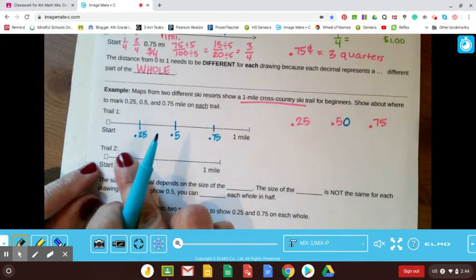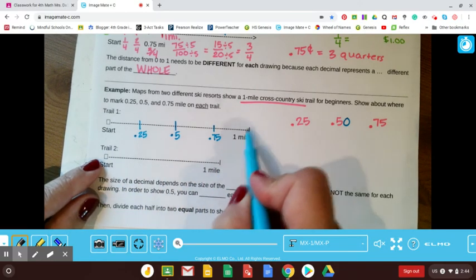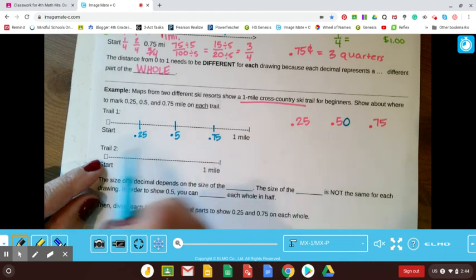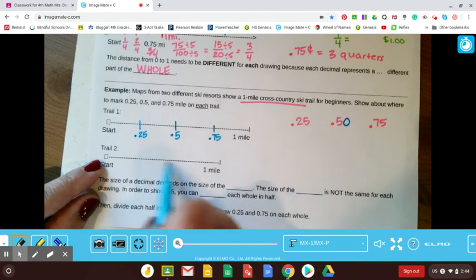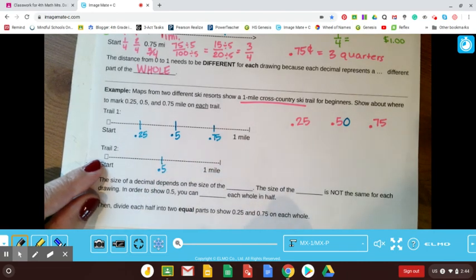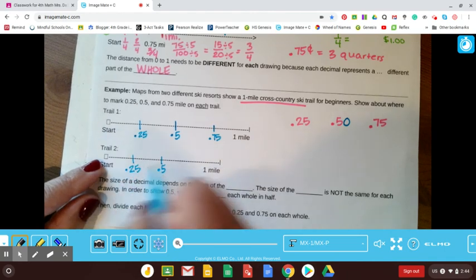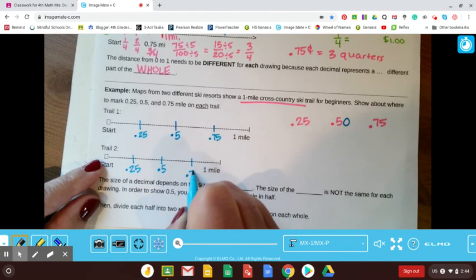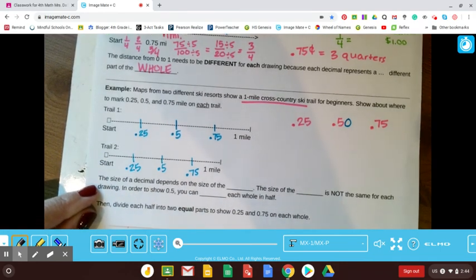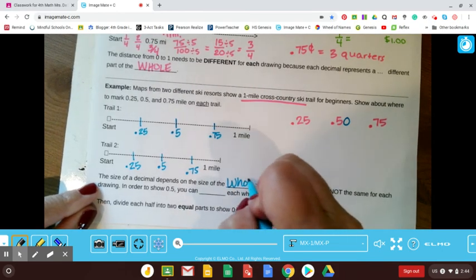Same thing with trail number 2. You can see it's also 1 mile, but it definitely looks different from the first example. So I can take my 1 mile, I can divide that in half. So here would be my 5/10, and then the half and half, which would give me 25 hundredths and 75 hundredths. So in short, the size of a decimal depends on the size of the whole.